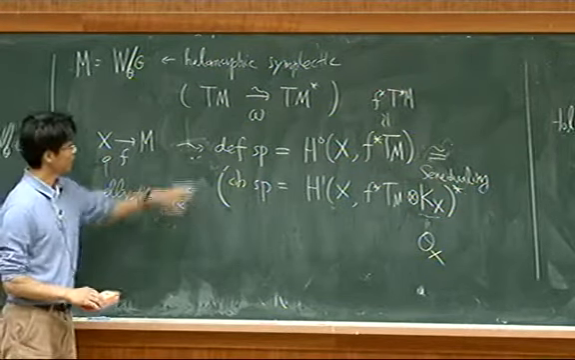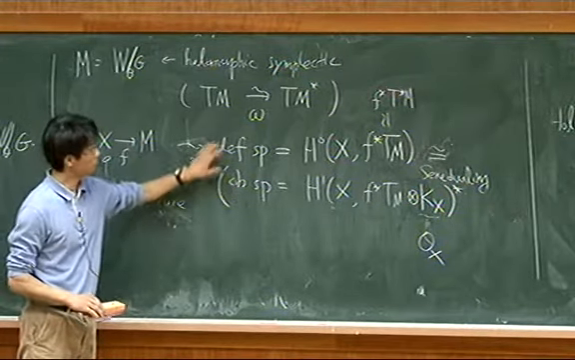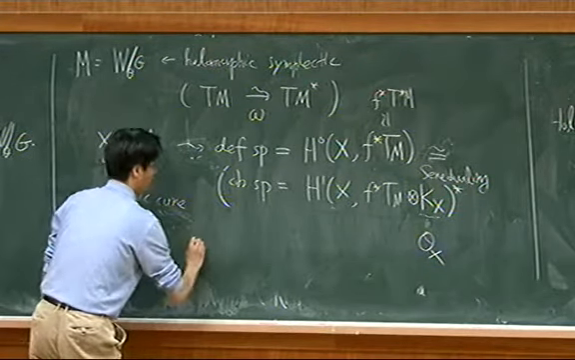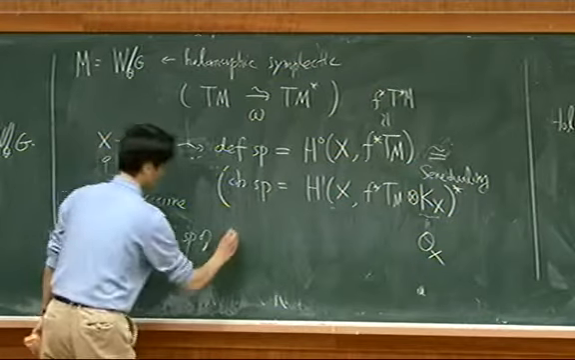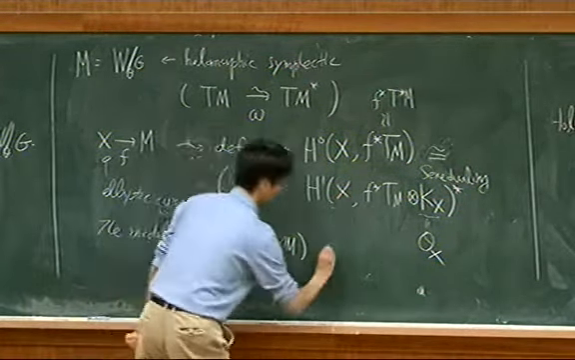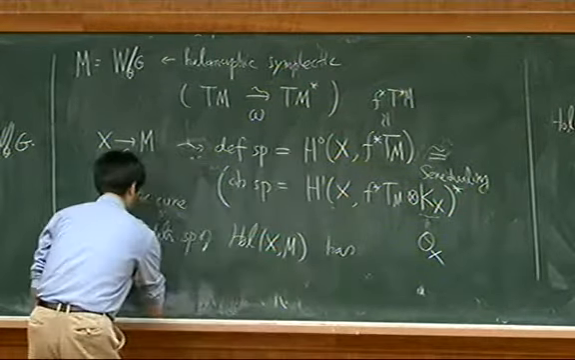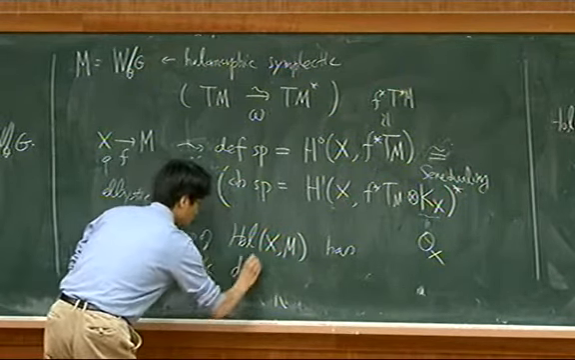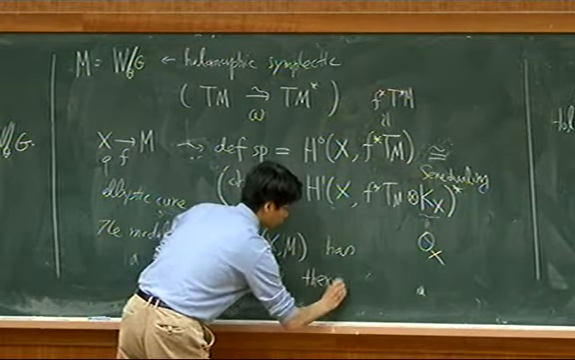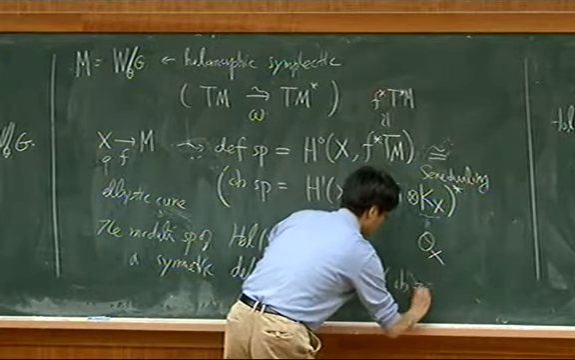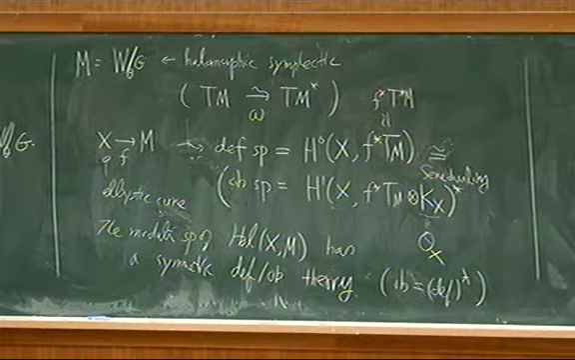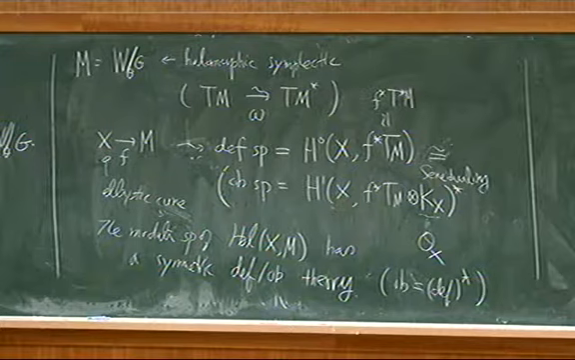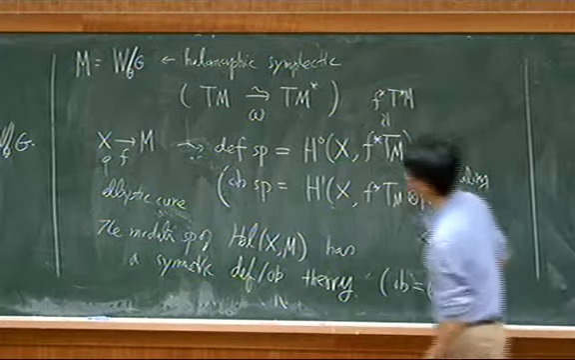So the deformation space has a kind of symmetry, and it's called a symmetric deformation-obstruction theory. The moduli space of maps from X to M has a symmetric deformation obstruction theory. In other words, the obstruction space is isomorphic to the dual of the deformation space. So given an elliptic curve X and a holomorphic symplectic manifold M, we have this picture.